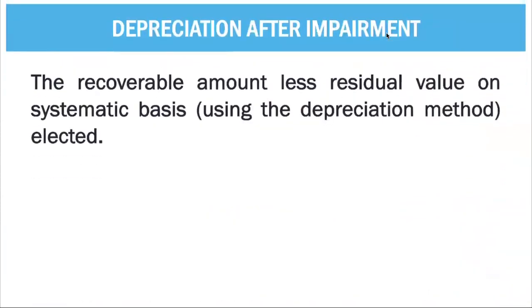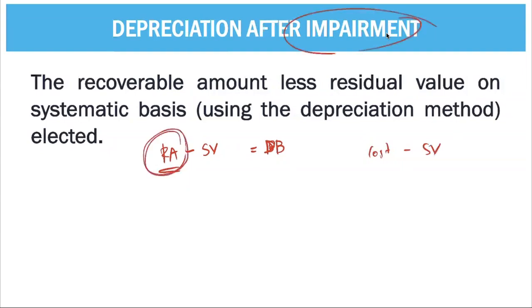So what if there is an impairment? What is the effect on your depreciation? The effect on your depreciation, whatever now is the recoverable amount, less your salvage value, this is now your depreciable base. Okay? Your depreciable base now is your recoverable amount. A while back, your depreciable base is cost less salvage value. But since there is an impairment, whatever is the recoverable amount, that will be part of your depreciable base. Are we clear? Depreciation after impairment, instead of getting the cost, we get the recoverable amount.